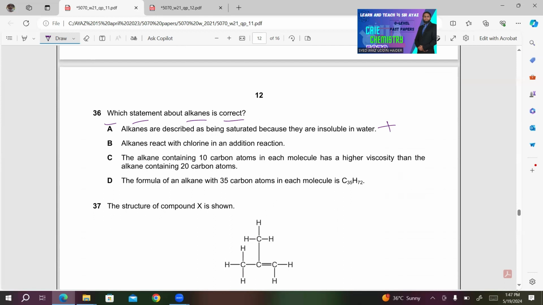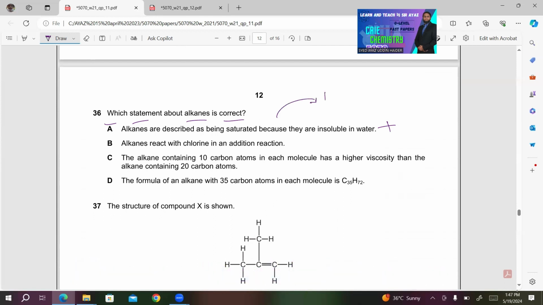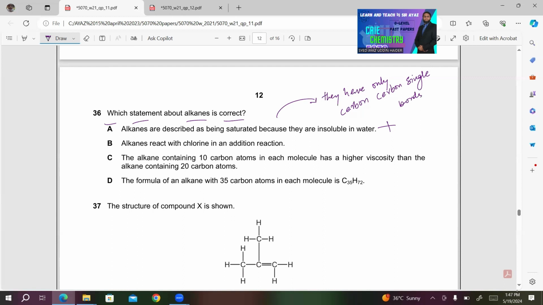They are called saturated because they have only carbon-carbon single bonds. B. Alkanes react with chlorine in an addition reaction. This is also incorrect. They do not undergo addition reaction because they don't have a carbon-carbon double bond.